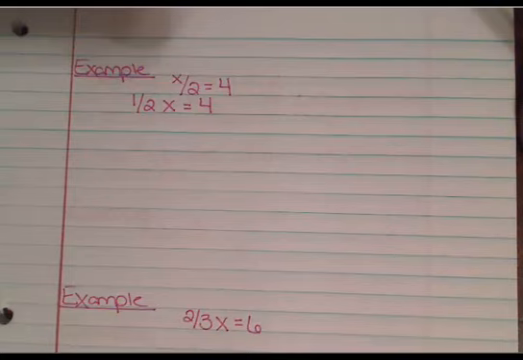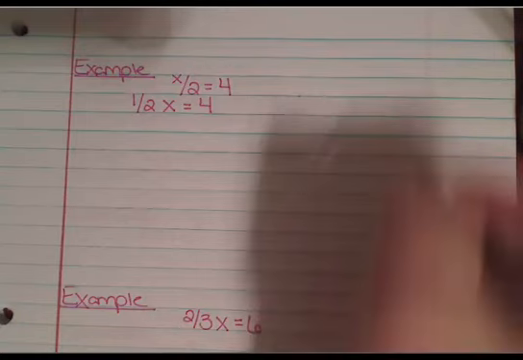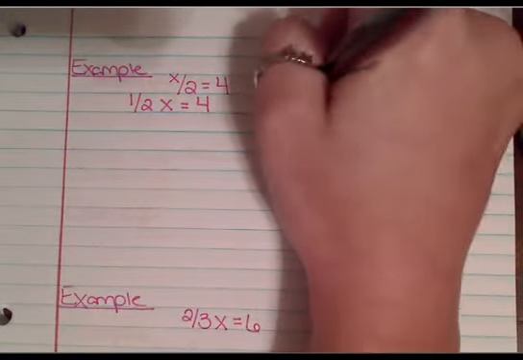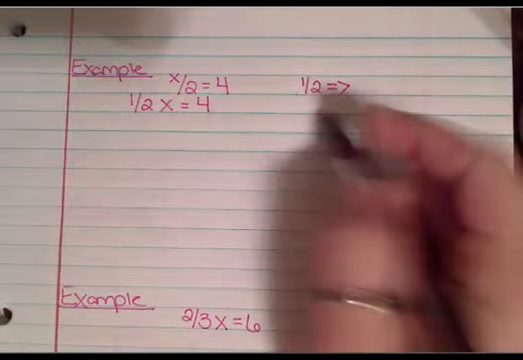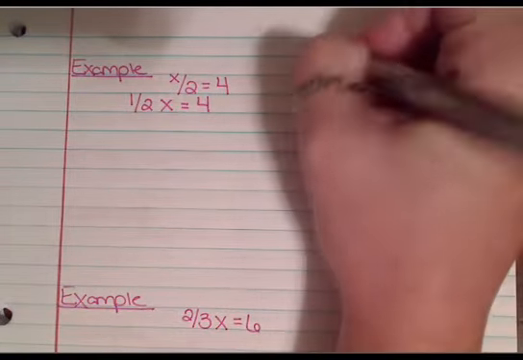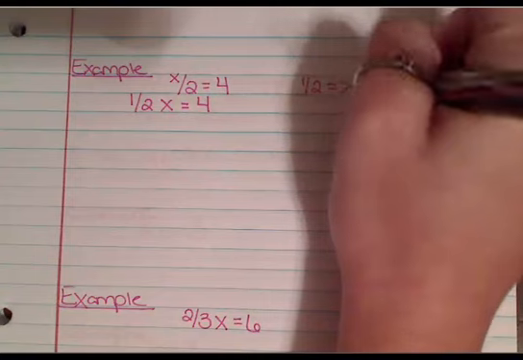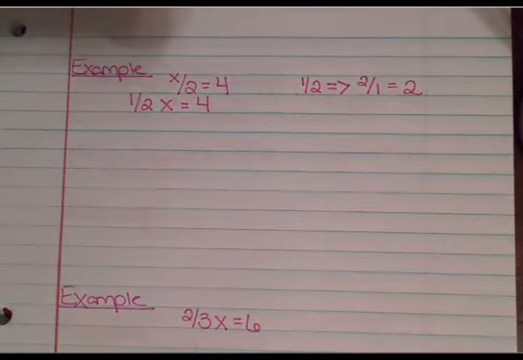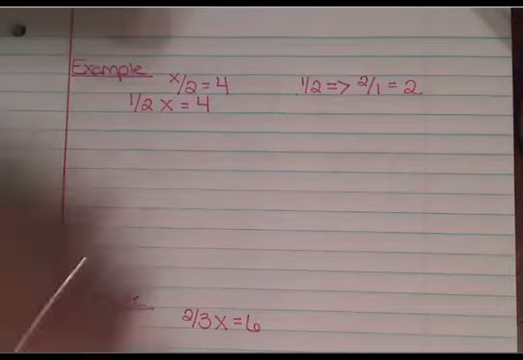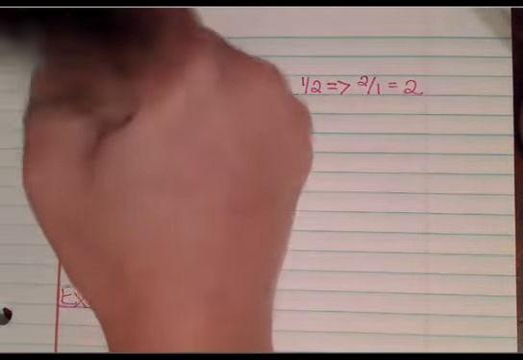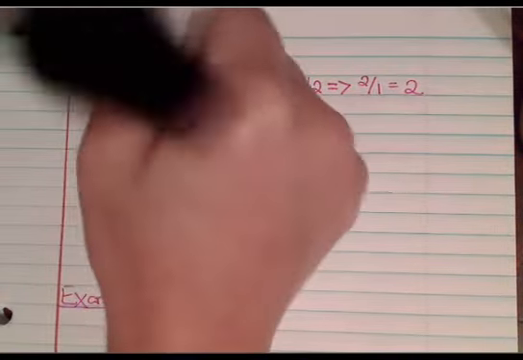Now, we need to find out what is the reciprocal of 1/2. So again, we're going to write 1/2, and then to find the reciprocal, all you have to do is flip your fraction. So that would be 2 over 1, which is 2. So the reciprocal of 1/2 is 2. In order to get that 1/2 away from the x, we have to multiply both sides by the number 2. So that means I have 2 times 1/2 x equals 4 times 2.